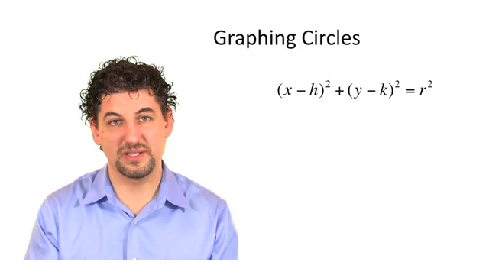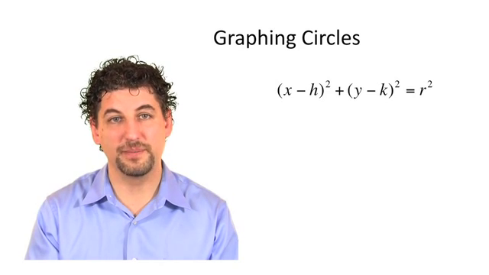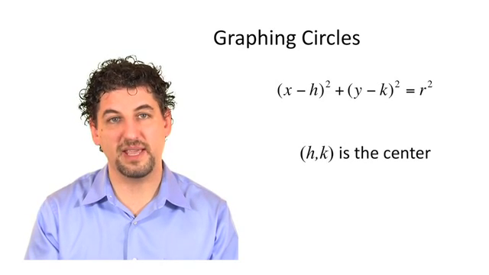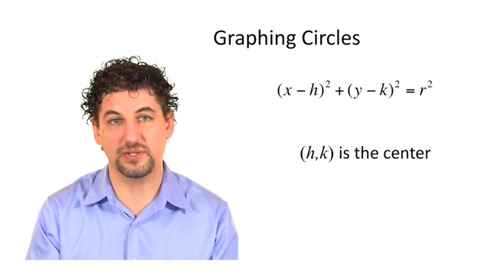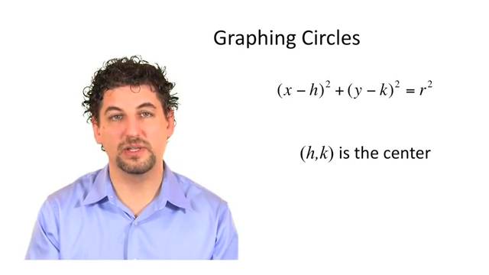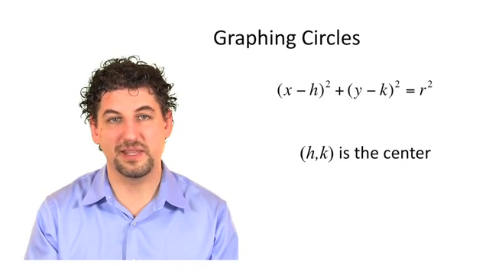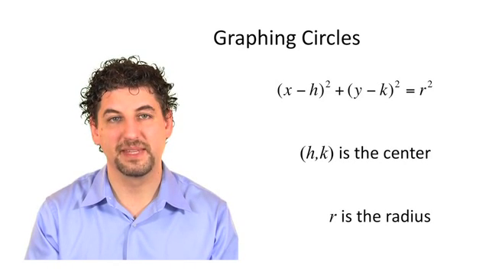Once you have an equation for a circle in that form, all you have to do is look at the values of h, comma k, and that's going to tell you the center of the circle. So look at the value of h, look at the value of k. The center is nothing more than h, comma k.